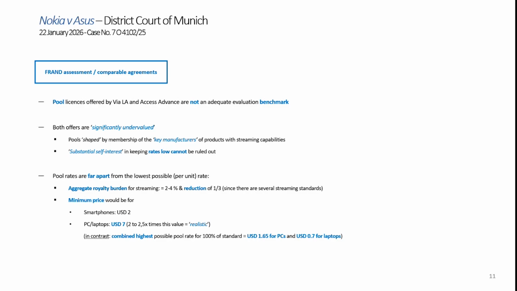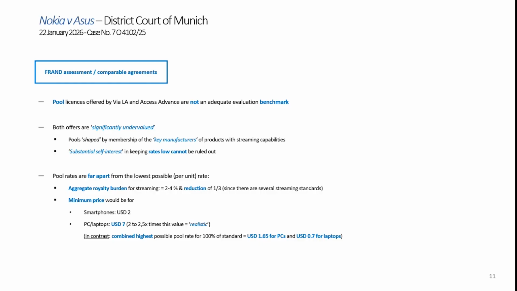Then you should deduct this by 1/3, because the court noted here that HEVC is not the only available streaming standard, so there are others. So you should basically take only 1/3 of this aggregate royalty burden for streaming. You should multiply that with the device prices that the court accepted here, the average selling price of a device. And then the court concluded that if you do all of this, the minimum price that you would charge for HEVC for smartphones would be $2 per device, per unit. And for PCs and laptops, which was also the most important product category here, Asus focuses on this type of products, it would be $7.